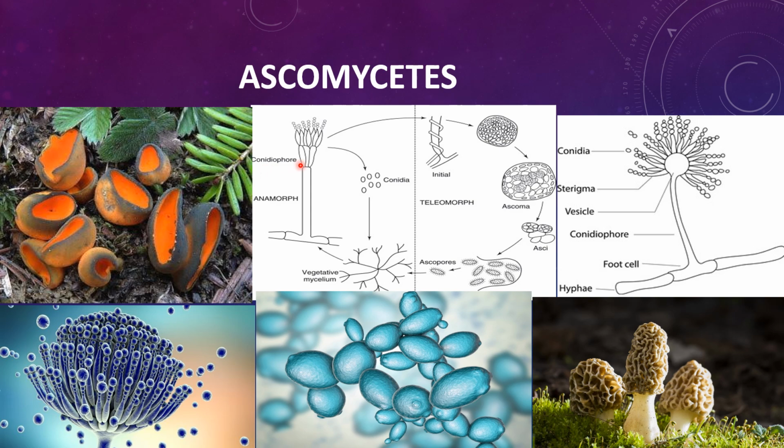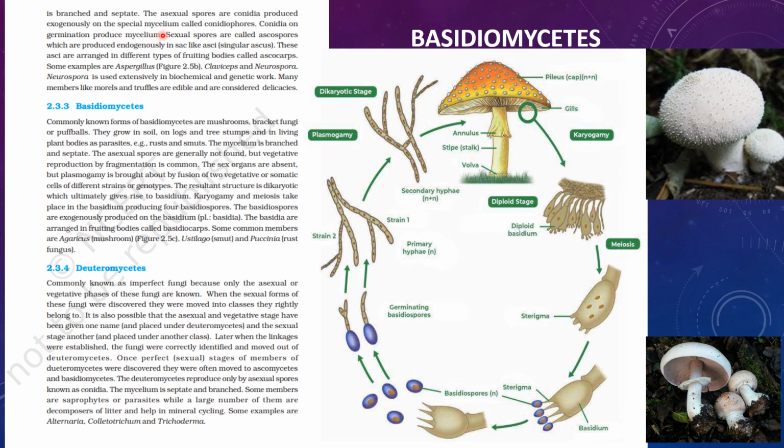Ascomycetes have conidiophores and conidia. Conidia are asexual spores, produced outside. You can see these conidia. They also have sexual spores called ascospores, which are produced in a sac-like structure. So they have the asexual spores called conidia exogenously, whereas they have ascospores which are produced endogenously in a sac-like structure. So that's all about its structures.